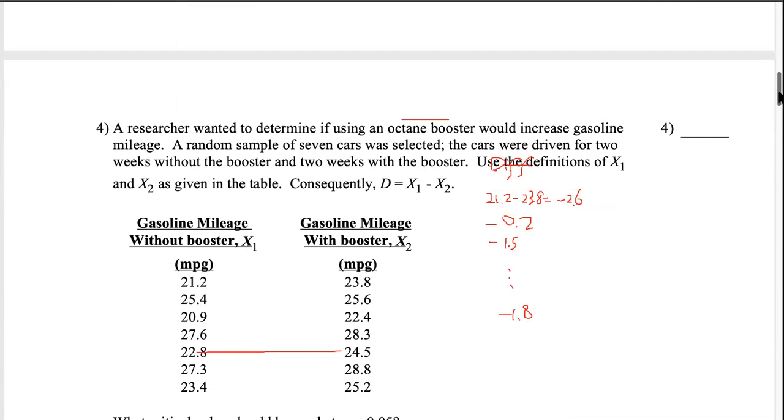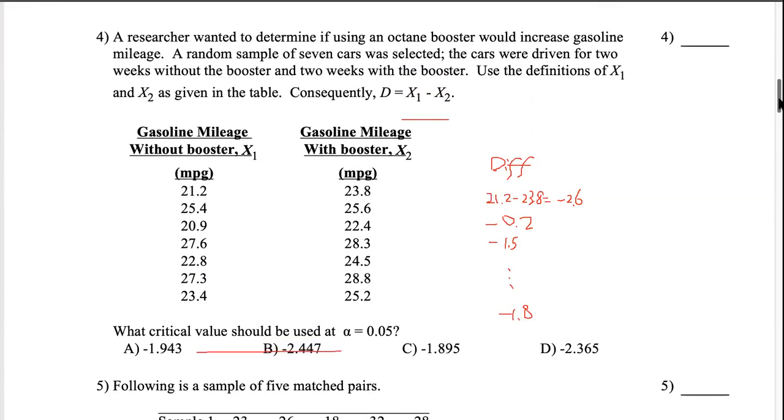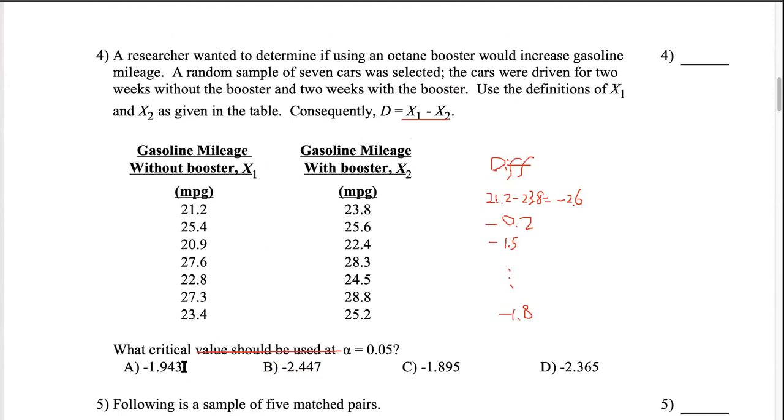Number 4 here has the same information given. Now we are trying to answer what critical value we should use at alpha equal to 5%. This is a little bit tricky. If this question shows up on the exam or the final, my question is, do you have to do this calculation here?